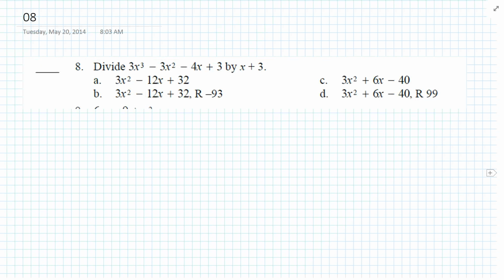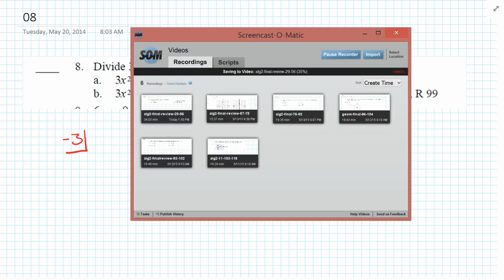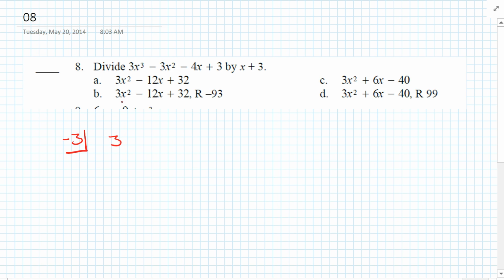Number 8. Divide 3x cubed minus 3x squared minus 4x plus 3 by x plus 3. Couple ways we're going to do this one, okay? I'm going to use synthetic division. So what's the root of x plus 3? Negative 3. Okay, now all I have to do, if we're doing synthetic division, is write down the coefficients in order. Make sure no coefficients are missing here. So I've got 3, negative 3, the next term's negative 4, and the last one's 3.